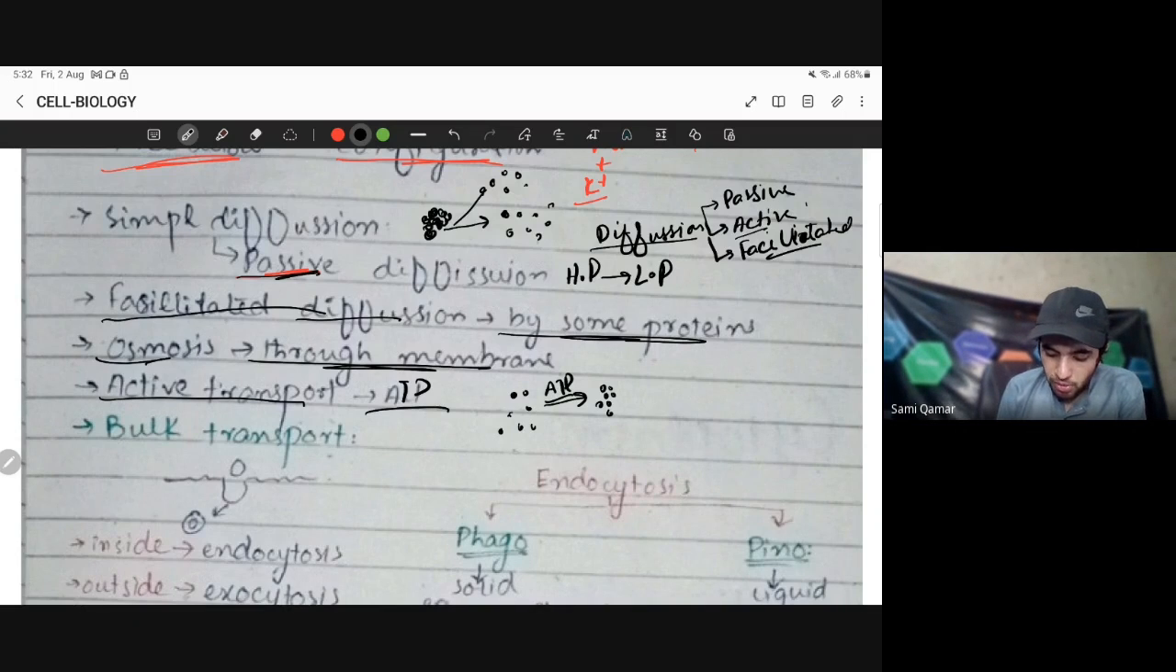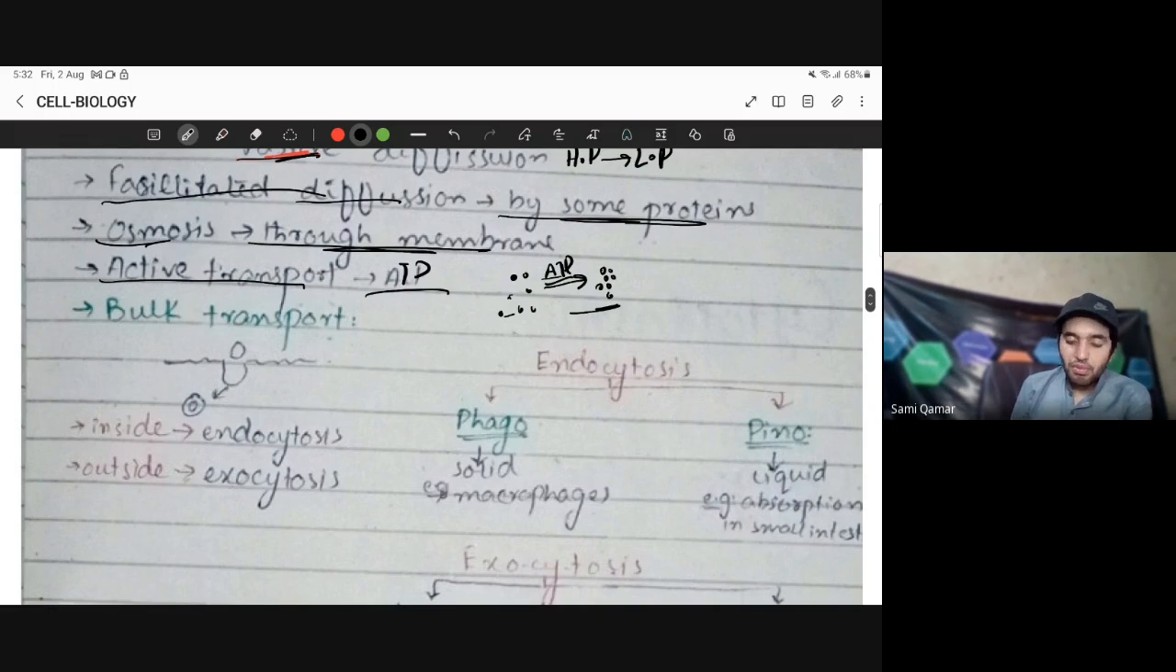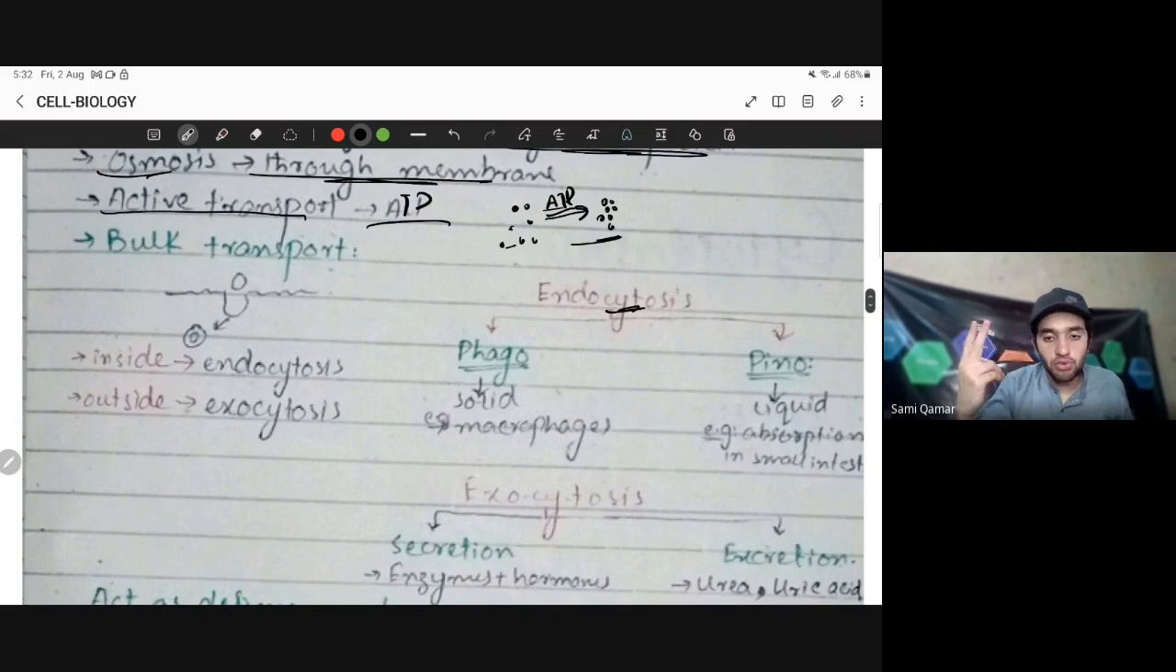So you are moving from low concentration to high concentration, against the concentration gradient. You will require ATP, so that would be active transport. Now understand this thing. If anything is coming inside of the cell, that will be known as endocytosis. If anything is moving out of the cell, it is known as exocytosis, because cyto means cell.